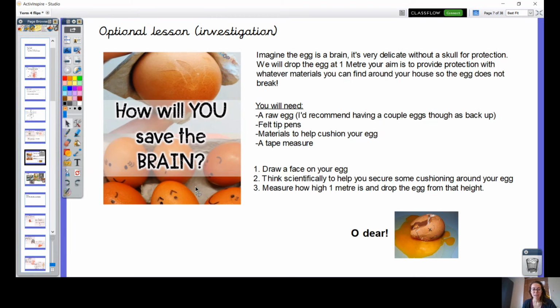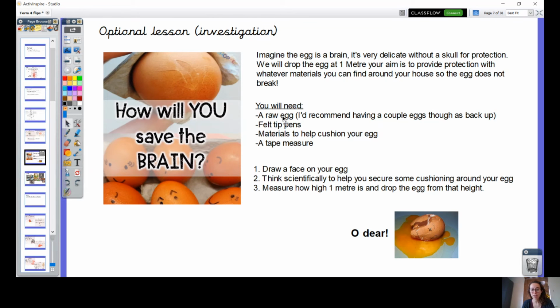Imagine the egg is a brain. So you're going to have a raw egg. And you're imagining that that's a very delicate brain. It's very delicate without a skull for protection. Now the task is to drop the egg from 1 metre high, and your aim is to provide enough protection for the egg with whatever materials you can find around your house so the egg doesn't break. That's what your aim is.